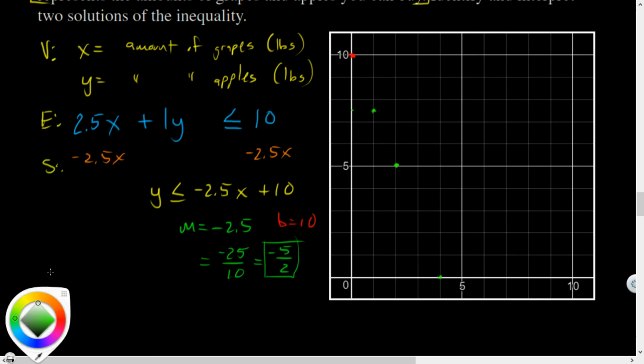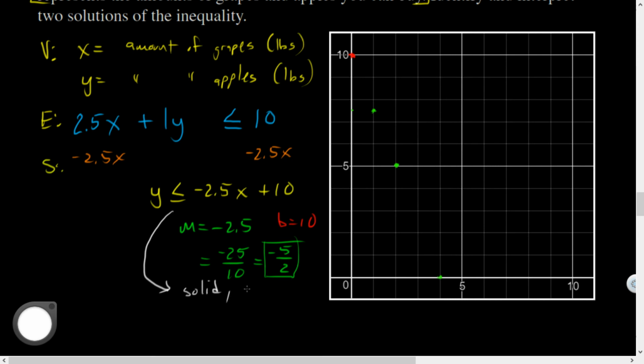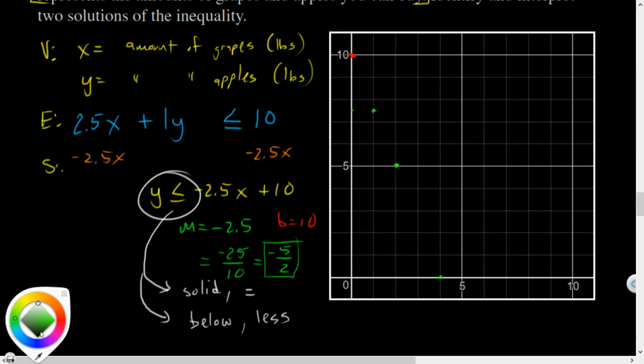Question, let's analyze this inequality. Solid or dotted? Solid, because of the equal part, right? And this says y is less than or equal, so y is vertical, so this is an above or below question. Which points are above or below the line? Which points are less than the line? Points less than the line are going to be where? Above or below? Below. Right? Because it's less than. All right, let's draw my line.